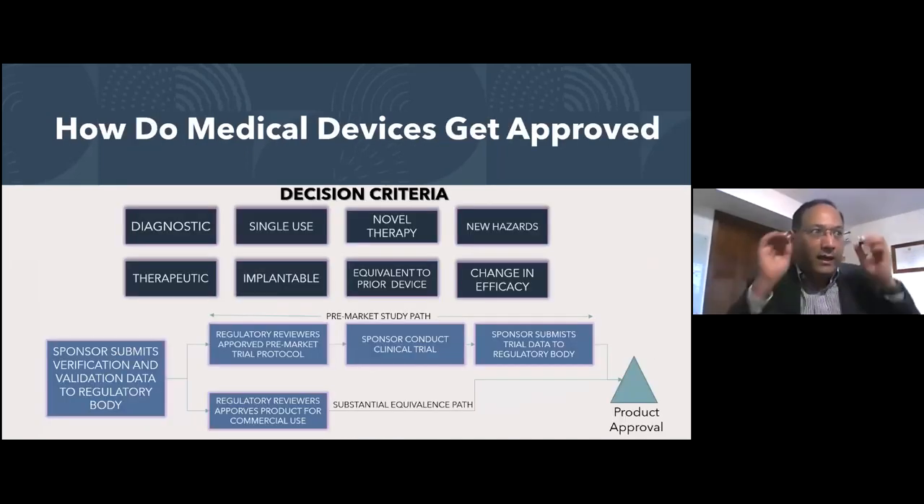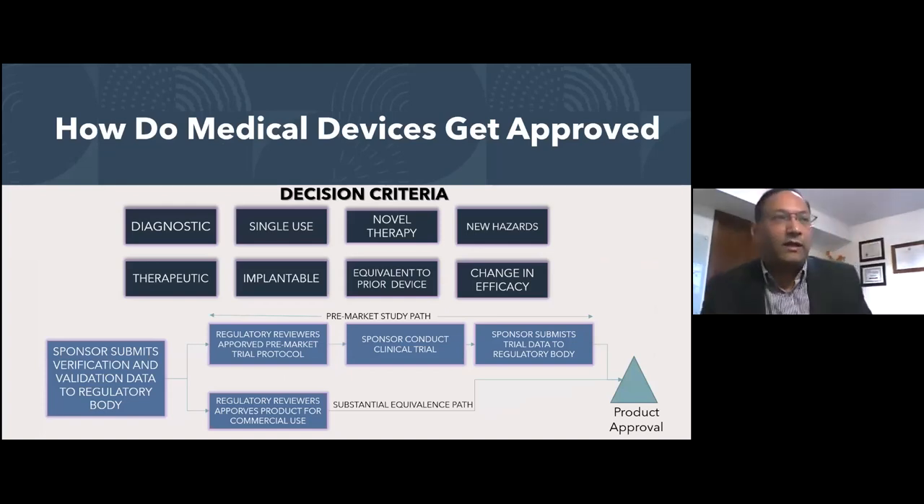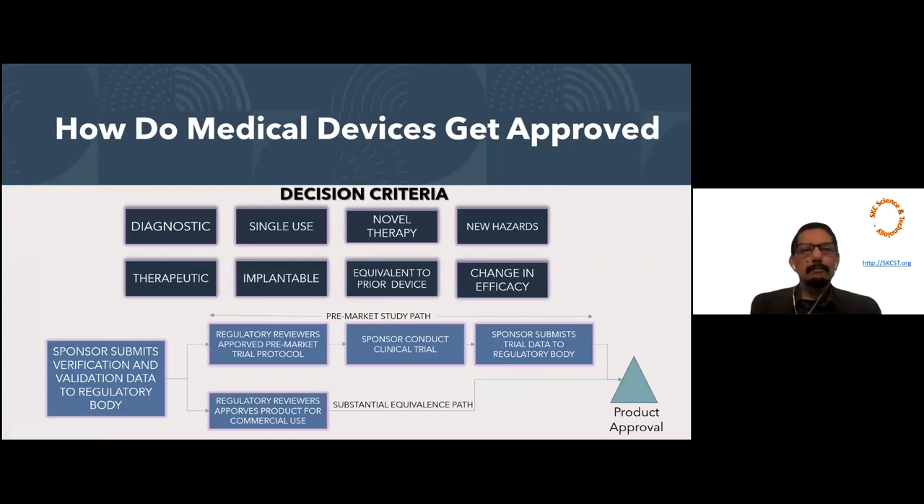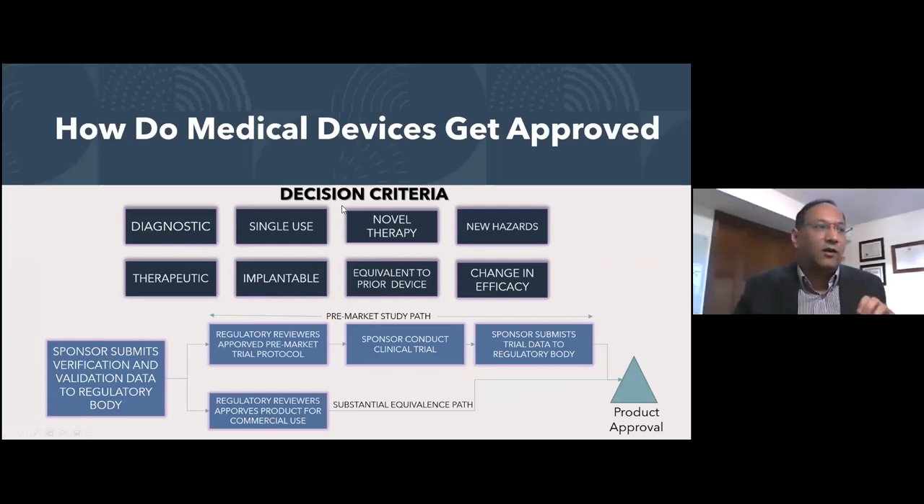All right, my last slide here. So how do medical devices get approved? Typical decision-making criteria is whether it's a diagnostic product or it's a therapeutic product. Diagnostic is you're just collecting data. How much, what's my sugar level? You're not giving any drug, you're just testing. So whether it's a diagnostic product or a therapeutic product.